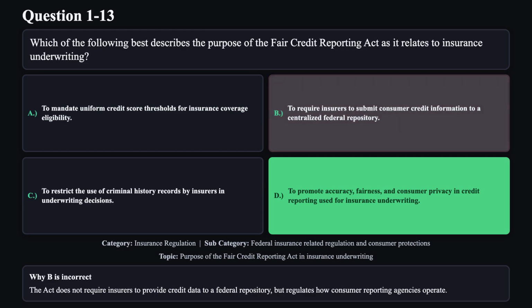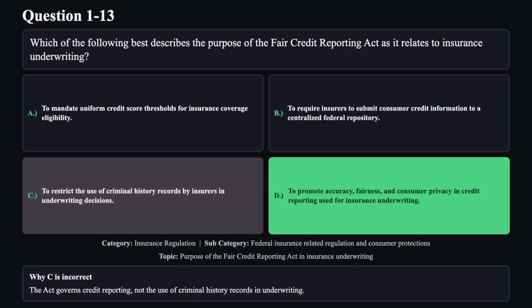Reason B is not correct. The Act does not require insurers to provide credit data to a federal repository, but regulates how consumer reporting agencies operate. Reason C is not correct. The Act governs credit reporting, not the use of criminal history records in underwriting.